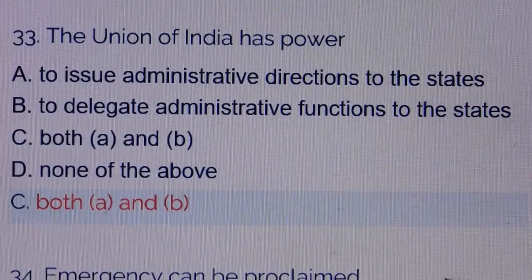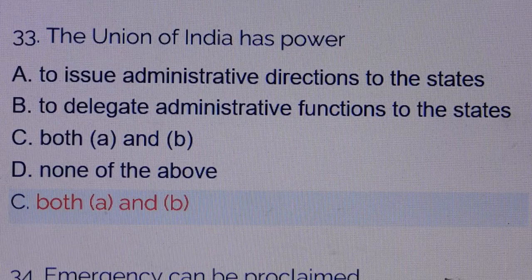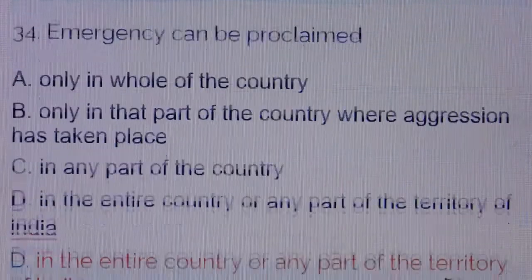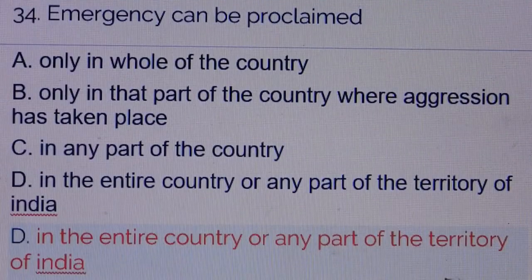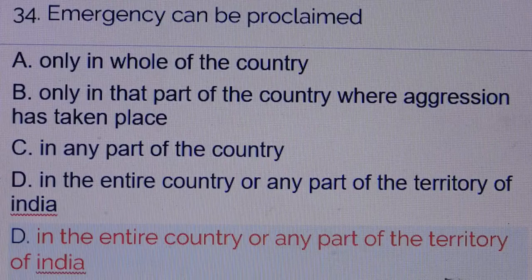Question number 33. The Union of India has power. Answer is option number C, both A and B. Option A, to issue administrative directions to the states. Option B, to delegate administrative functions to the states. Question number 34. Emergency can be proclaimed. Answer is option number D, in the entire country or any part of the territory of India.